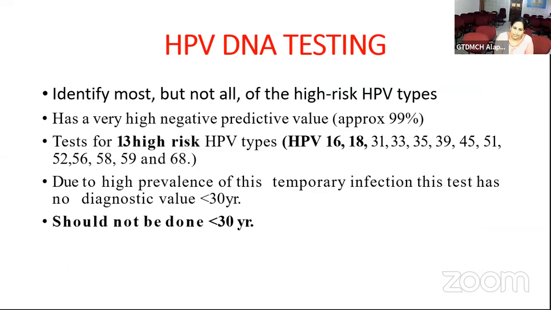So HPV DNA testing: most, but not all, high-risk HPV types are detected and it has a very high negative predictive value, around 99%. If it is negative, its importance is the very high negative predictive value. The test covers around 13 high-risk human papillomavirus types, that is 16, 18, 31, 33, 35, 39, 45, 51, 52, 56, 58, 59 and 68. Due to the high prevalence of this transient infection, there is no diagnostic value if it is done before 30, because everyone will be infected with human papillomavirus as they pursue sexual activity. So it should not be done under 30 years.